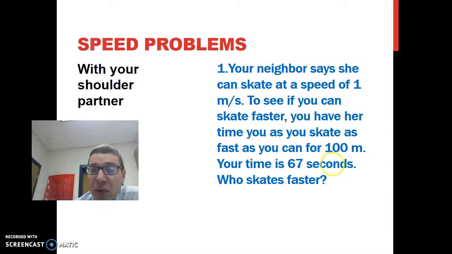So if you take a moment and take a look at the time. This took 1 meter per second. So if I look at it, 1 meter per second to go 100 meters, it would take me 100 seconds. Okay, but if you went 100 meters in 67 seconds, you're doing the same distance but in less time. So the person, you, would be going faster.